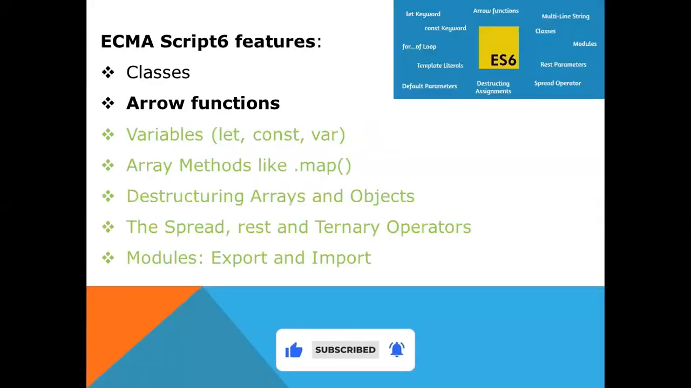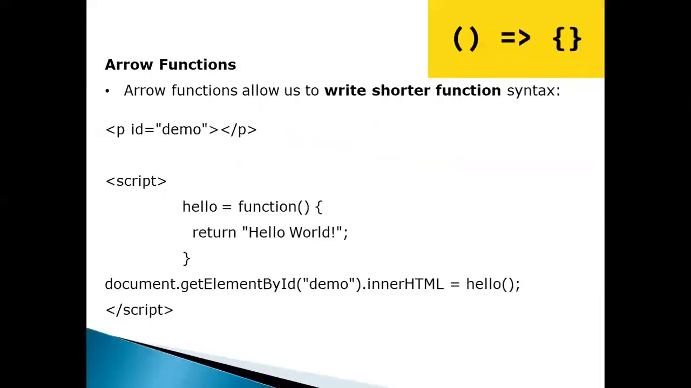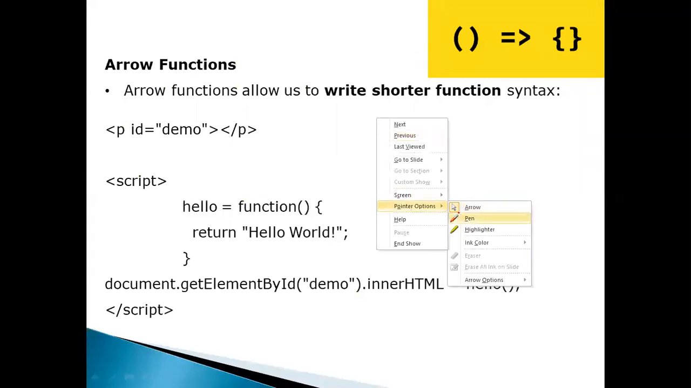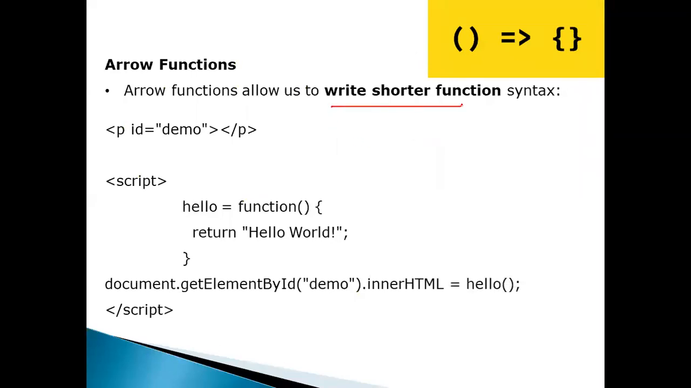Coming to the next feature, arrow function. It's a very interesting concept. Normally, what does the arrow function mean? To write a shorthand, shorter function, we use the arrow. This is the arrow. So this is simple.